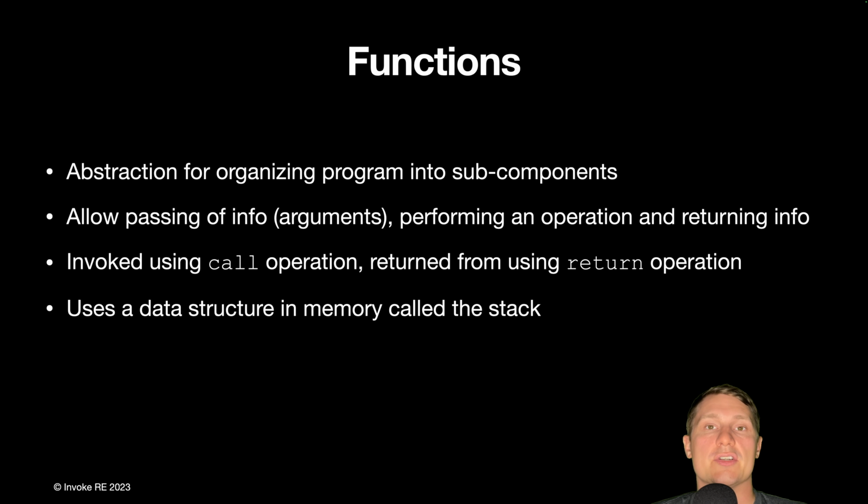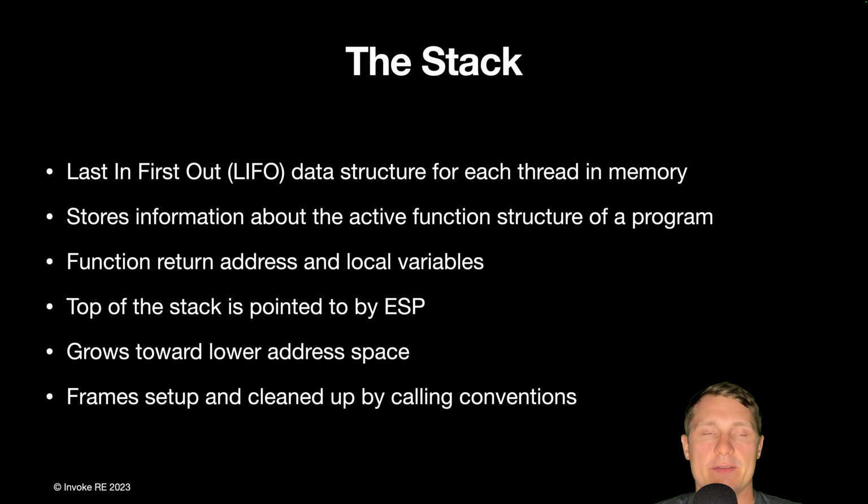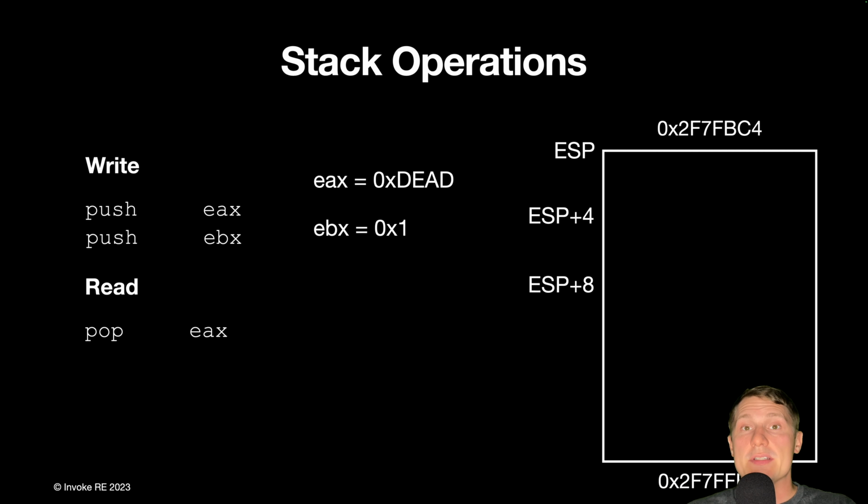Functions use a data structure in memory called the stack. The stack is a last in, first out data structure that is within each thread in memory. The stack stores information about the active function structure of a program. The stack stores the function's return address, i.e., where it is returning after execution, and its local variables while the function is being executed. The top of the stack is pointed to by the ESP register, as mentioned earlier. The stack grows toward lower address space, i.e., from a push instruction, and a stack frame is set up and destroyed for each function call using what's called a calling convention, and we'll go into what calling conventions are a little bit later on.